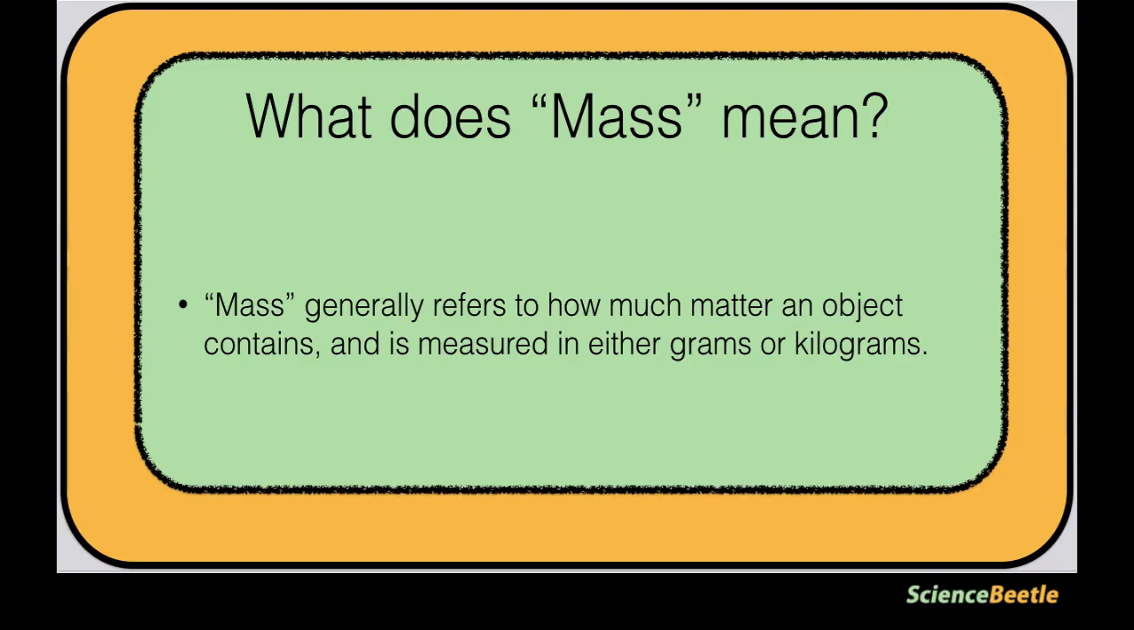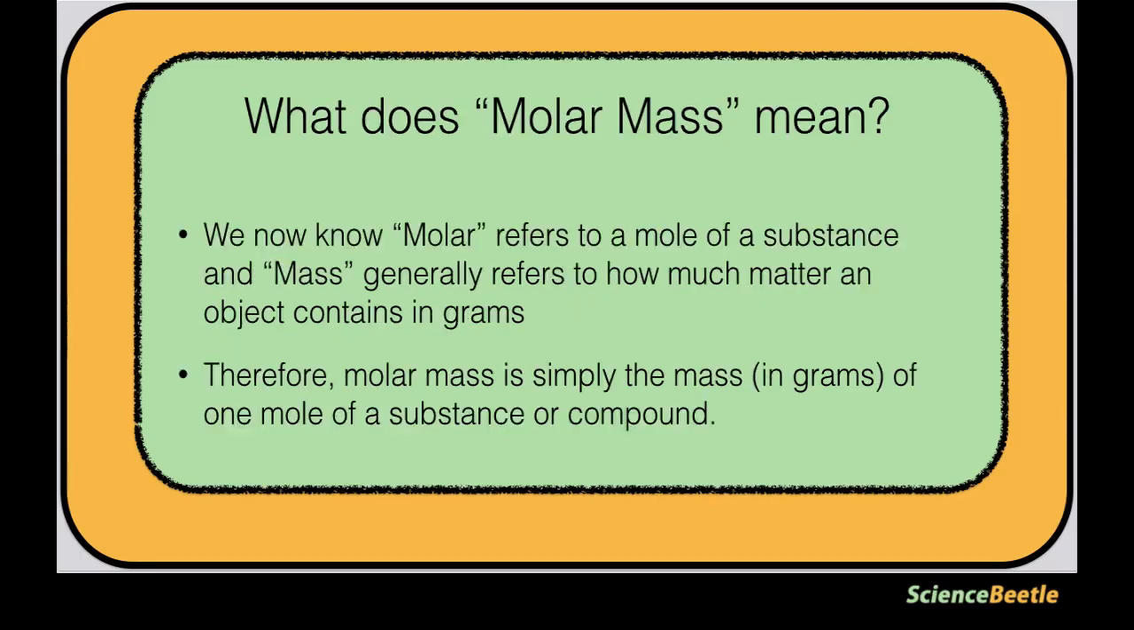Now, the next question we need to ask is, what does molar mass mean? Well, now that we've looked at both of these terms, molar and mass, when we put them together, we should come up with a very good meaning. Keep in mind that molar refers to the mole of a substance, and mass refers to how much matter an object contains when measured in grams. Therefore, the molar mass is simply the mass in grams of a mole of a substance, or rather 1 mole of a compound.